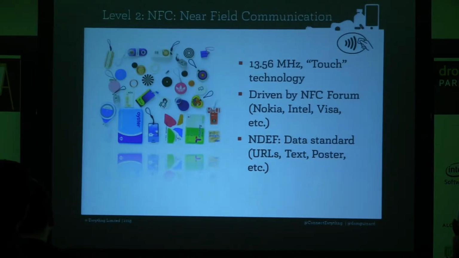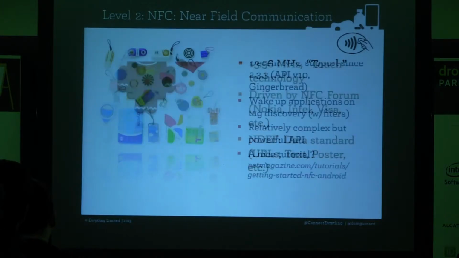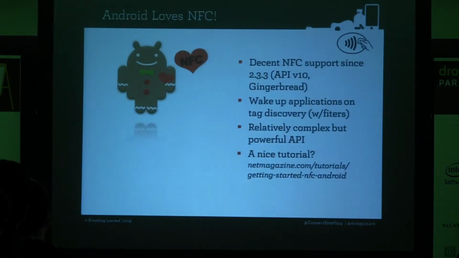It's driven by the NFC Forum, in which Nokia, Intel, Visa, and recently also Google are. And as for QR codes, there is a standard that lets you know what's the content of an NFC tag. So you can have URLs, text, you can have posters, and different things like that. Android loves NFC, so Android was one of the platforms to revive NFC. I mean, NFC was going to die 5 years ago, and then Google announced that there will be Android support in the SDK. That was version 2.3.3 with the API 10, and that was a big boom for NFC again.